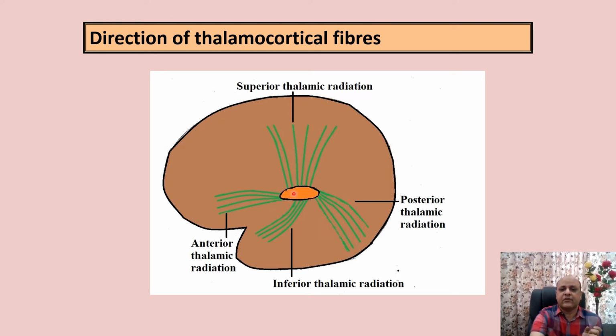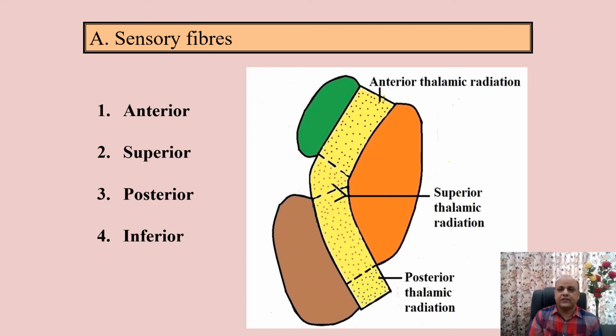The fibers passing from the thalamus, shown in orange here, to the frontal lobe, they constitute the anterior thalamic radiation. The fibers passing from the thalamus to the occipital lobe constitute the posterior thalamic radiation, while the fibers passing from the thalamus to the temporal lobe constitute the inferior thalamic radiation. So sensory fibers once again. Now here the thalamic radiations are shown. The sensory fibers can be divided into the 4 types: anterior, superior, posterior and inferior thalamic radiation, as I have explained in the previous slide.